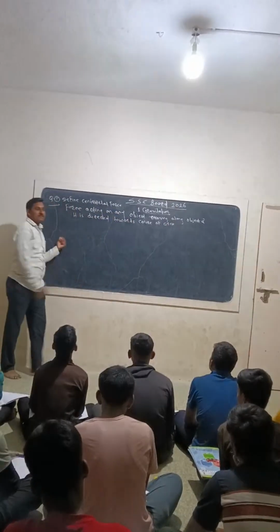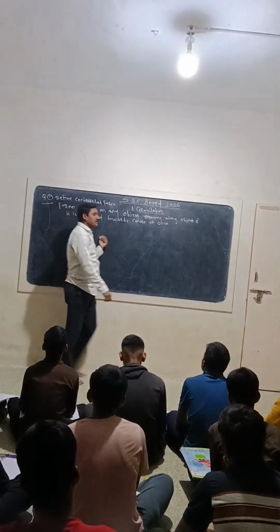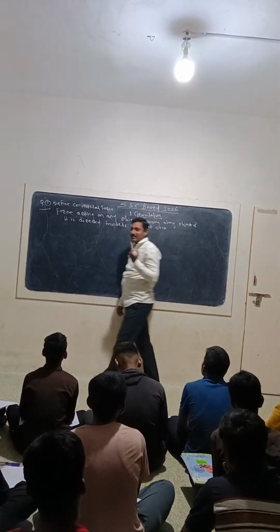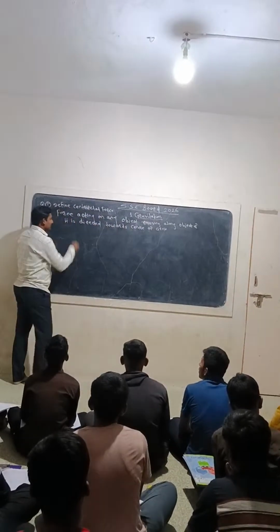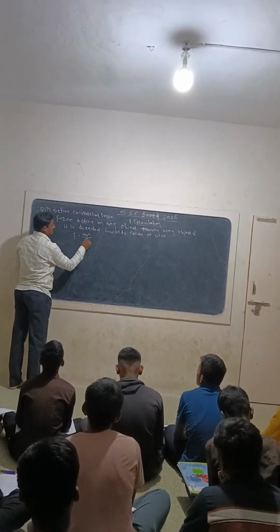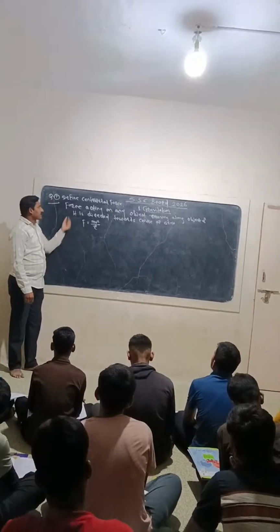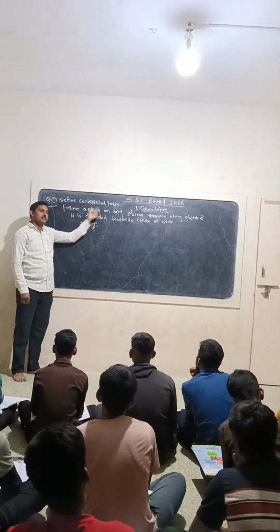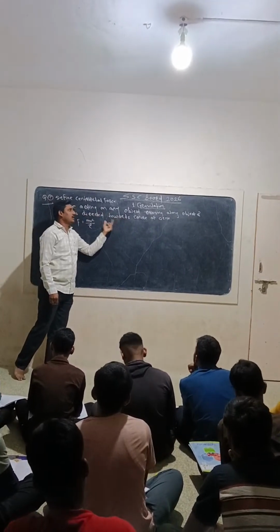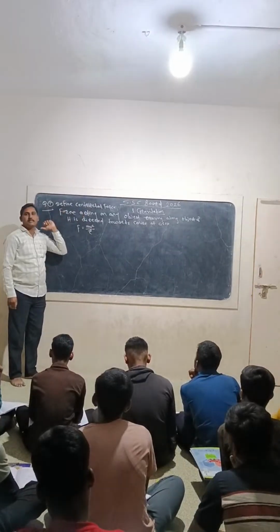What is the formula of this centripetal force? F is equal to m v square upon r. This is the formula of centripetal force. For the definition only, if you write in the paper: the force acting on any object moving around the circle and directed towards the center of the circle is called centripetal force.